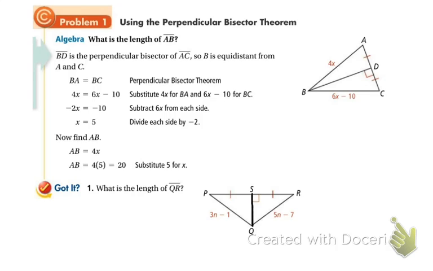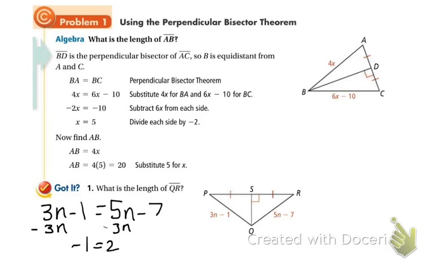So, SQ is the perpendicular bisector. It's perpendicular here, and it splits PR in half. So, using theorem 5.2, I know that PQ needs to be congruent to QR. So they need to be equal. So 3n minus 1 is equal to 5n minus 7. So I'm going to solve this equation.